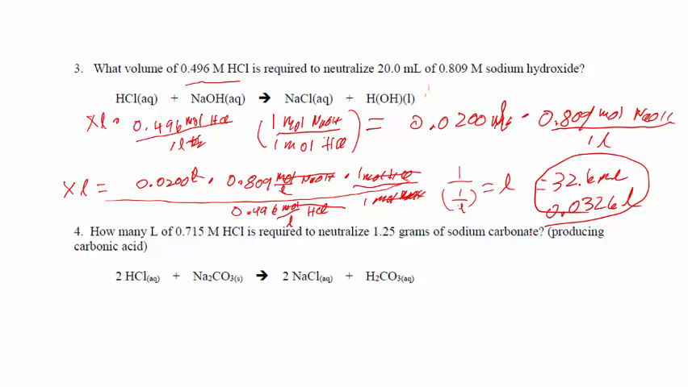How many liters of 0.15 molar HCl are required to neutralize 1.25 grams of sodium carbonate producing carbonic acid? Well, obviously, you know, this reaction doesn't end up here. It turns into carbon dioxide and water, but that doesn't matter too much. What we're really interested in is the ratio of this to this. So the first thing I notice is I have 1 Na2CO3, 1 sodium carbonate per 2 HCl.